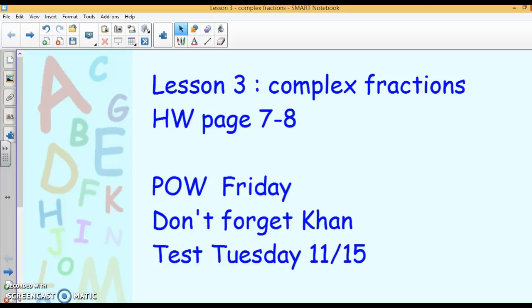All right, today's lesson is the proportion unit, lesson 3, complex fractions. The homework that goes with this is pages 7 and 8.